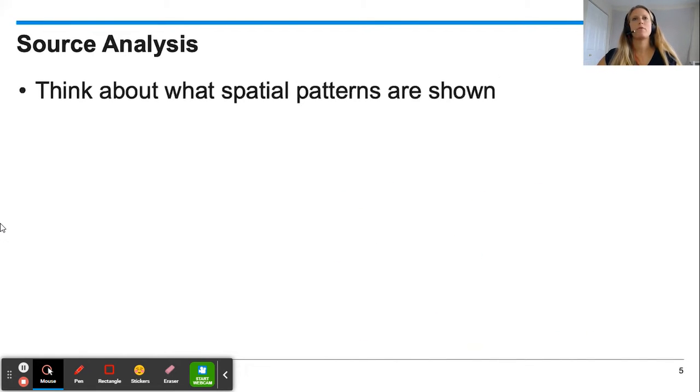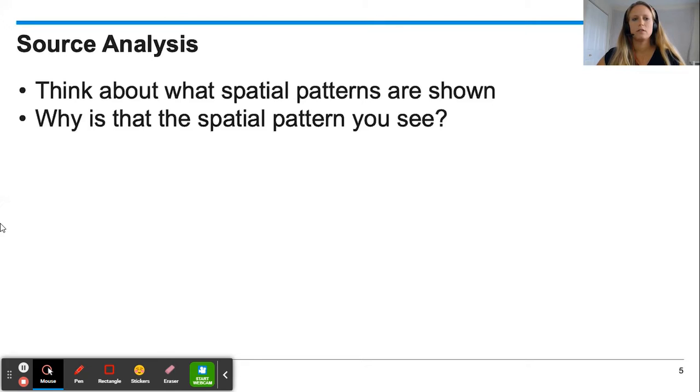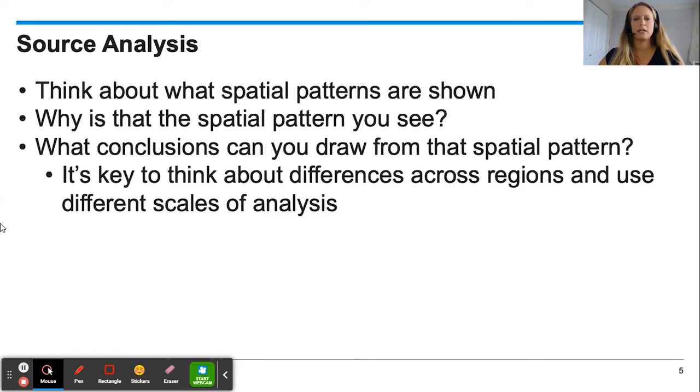So a couple things to remember with source analysis. We don't just want to analyze the source and pinpoint the elements. We really want to think about the spatial patterns that are shown. Remember that spatial just means where things are in the world and why they're there. So we're going to constantly go back to where are we and why is it there and why do we even care? So why is that the spatial pattern you see is always what you should go back to.